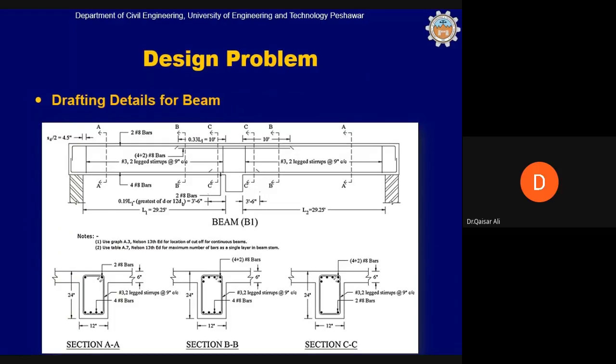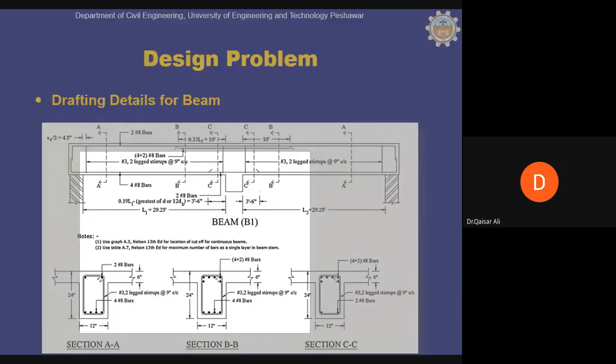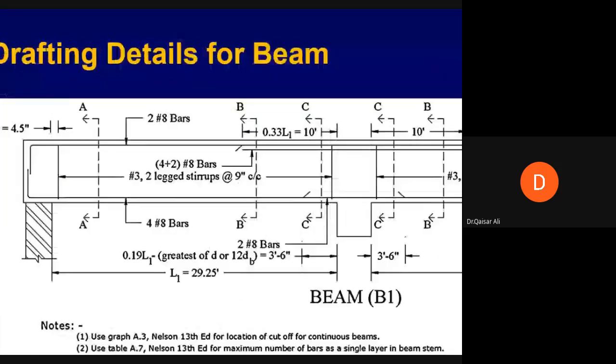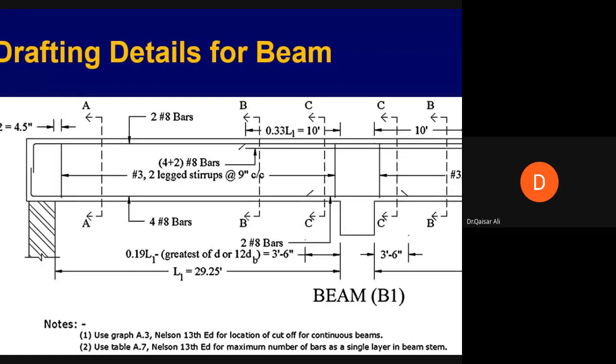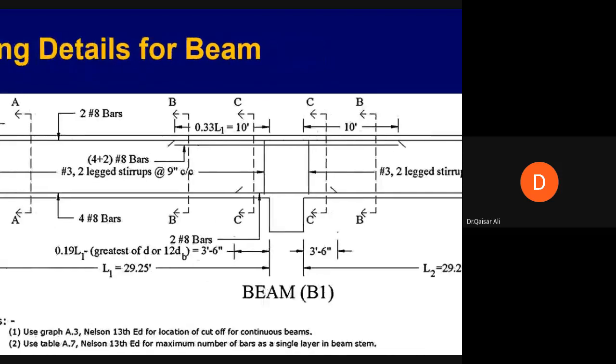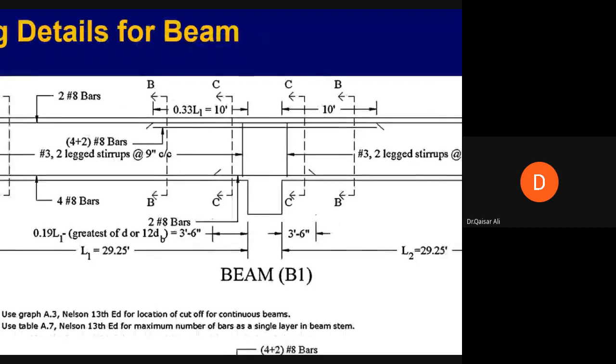This is the positive bending moment. For positive moment, 4 number 8 bars have been provided. For negative reinforcement, 6 number 8 bars have been provided. So you can see two lines here. Can you see these two lines? This line and the top line, two lines.